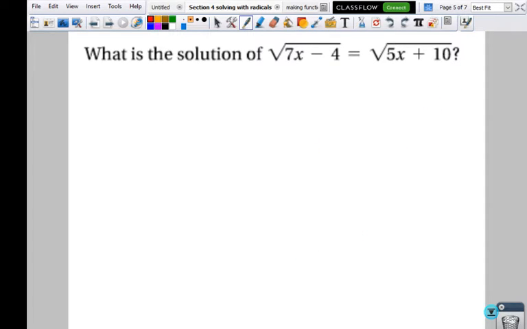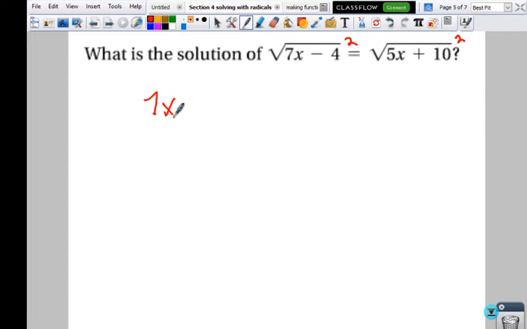Alright, so we're gonna go through and solve the square root of 7x minus 4 equals the square root of 5x plus 10. Let's go with Ashley. What did I do first in the last one? You squared them. We squared it, right? So we're gonna square both sides. And when I square both sides, Ruben, what happens with the square root of the square? They go away, right?